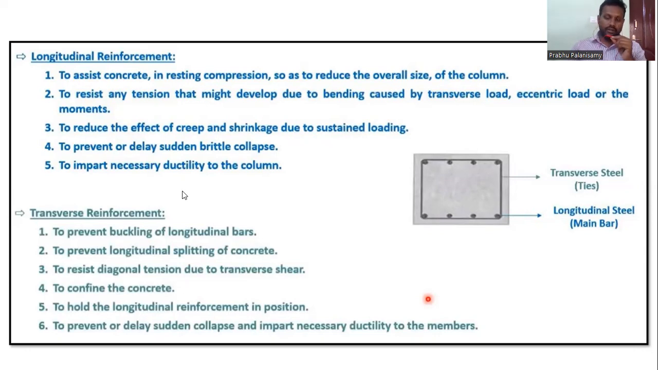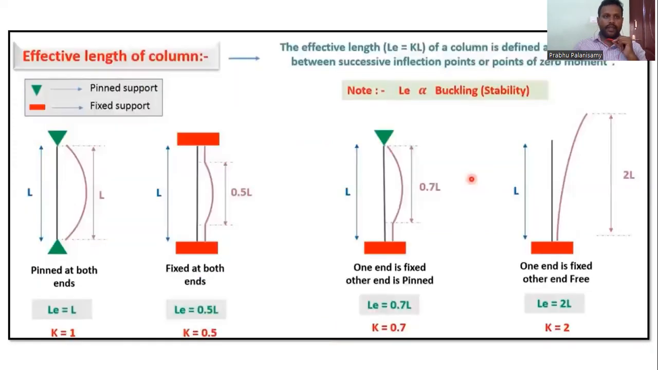Yes, that's very important, to prevent buckling of longitudinal bars. The transverse reinforcement is for preventing longitudinal splitting of concrete. So the splitting of concrete can be avoided, and it resists the diagonal tension, confines the concrete, and prevents sudden collapse. So these are some of the functions and uses of longitudinal and transverse reinforcement, and why we go with them.